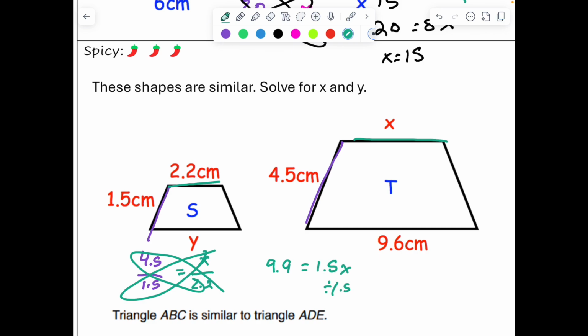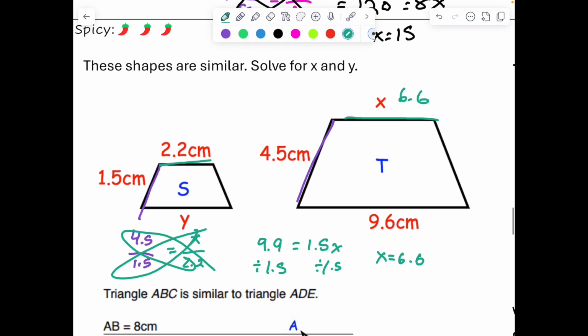And then, of course, we'll divide by 1.5. And we get 6.6. Okay? And then same thing with the y. We're going to use 4.5 over 1.5 again, but then we can set that equal to 9.6 over y.